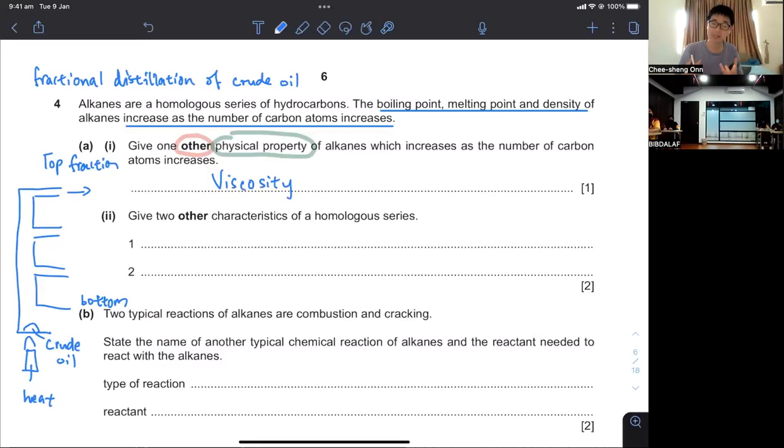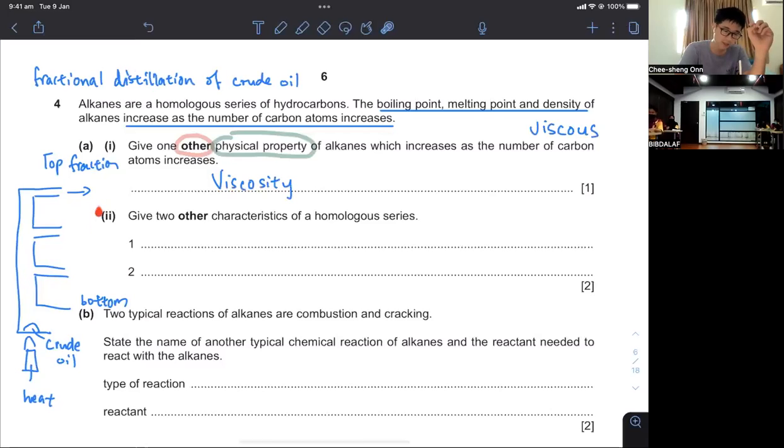When something is viscous, it doesn't flow easily. This is the adjective, viscous. This is the noun, the property. As you go to bitumen, bitumen is used to pave the road surface. Before it hardens to pave the road surface, they have to melt it. It comes as a gooey liquid, very, very viscous.